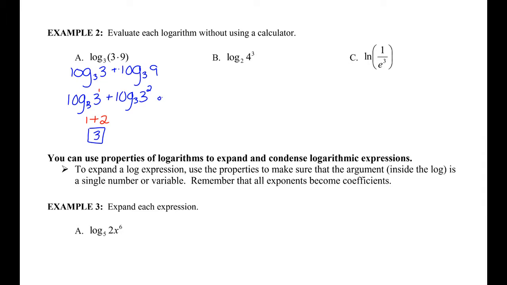Or our second option for this problem would have been to multiply this to get log base 3 of 27 and then rewrite it as a base of 3. So instead of 27, I'm going to have 3 cubed. Then log base 3 of 3 equals 1. So then I have the exponent. That gives me an answer of 3.